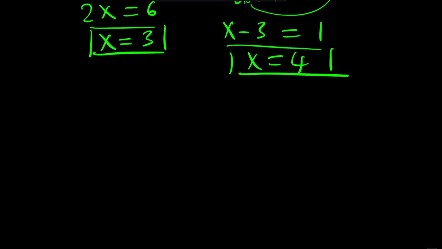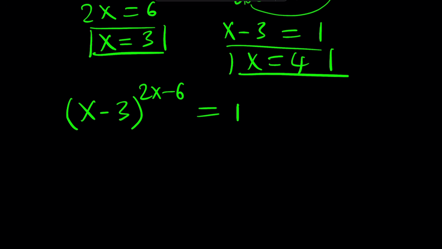So let's rewrite the original equation. (x minus 3) to the power 2x minus 6 equals 1. And I think the competition that I took this from was the Wisconsin Mathematics League, correct me if I'm wrong. Anyways, if x is equal to 3, Houston, we run into a problem. And that is 0 to the power 0 equals 1.